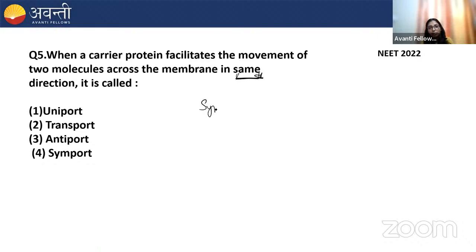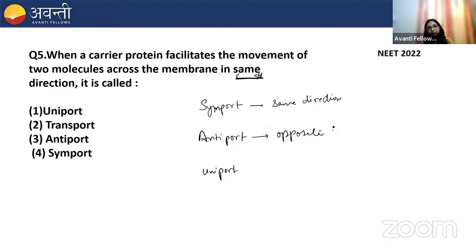So there's symport, there's antiport, and there's uniport. Movement of two molecules in the same direction: symport. Movement of two molecules in opposite direction: antiport. And the movement of a molecule in one direction, independent of the other molecule, is uniport.